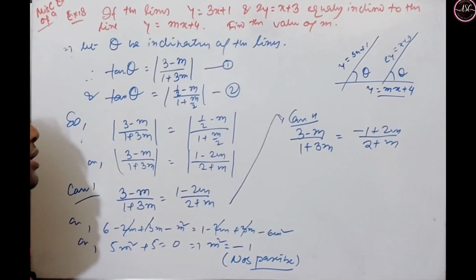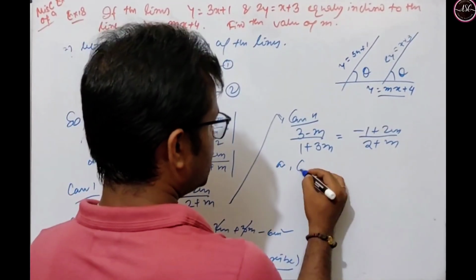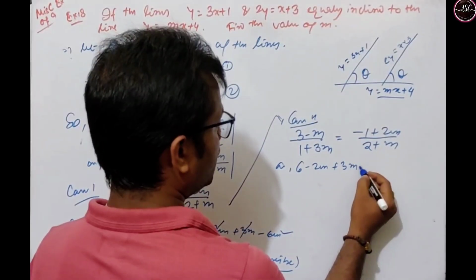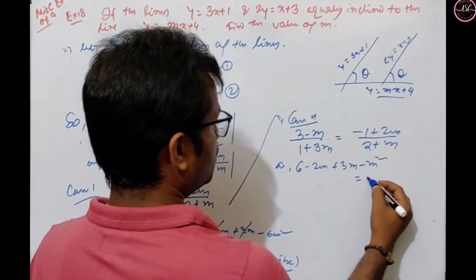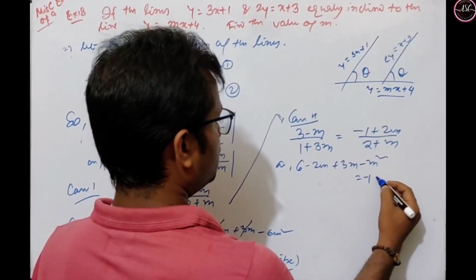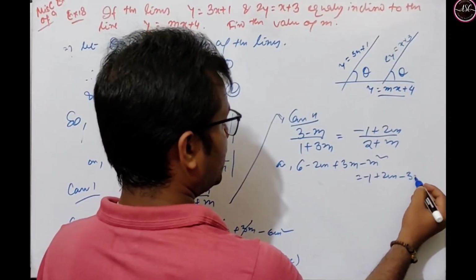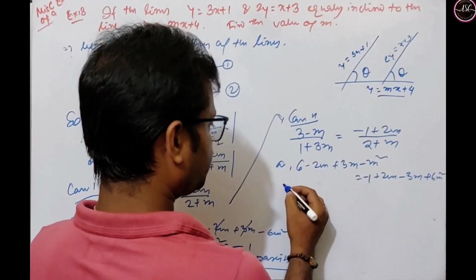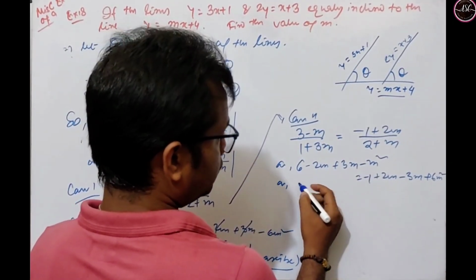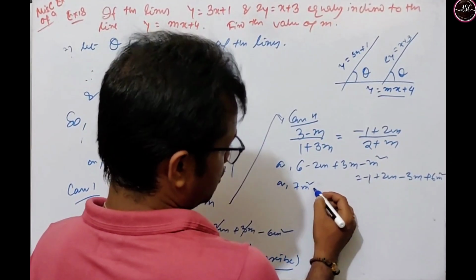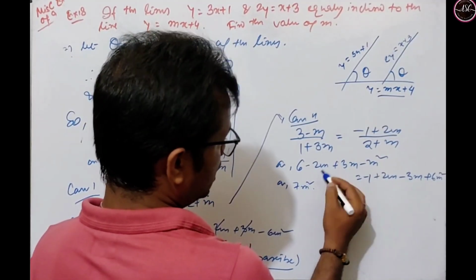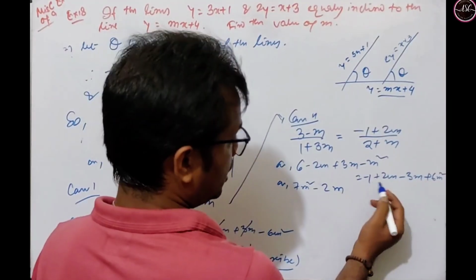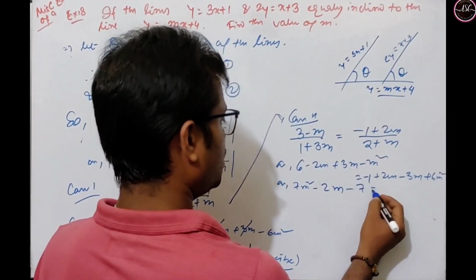This is the imaginary number, and by solving case 2 we get 6 minus 2m plus 3m minus m square equal to minus 1 plus 2m minus 3m plus 6m square. Okay, so here we get 7m square, minus m, that means here plus m, here minus m, that means minus 2m. Okay, and here minus 1 minus 7 equal to 0.